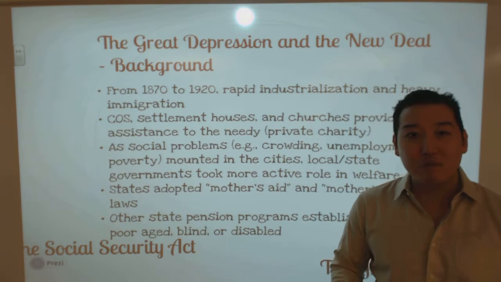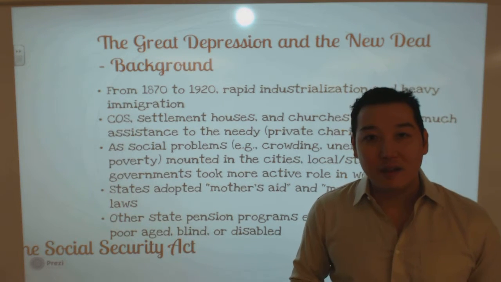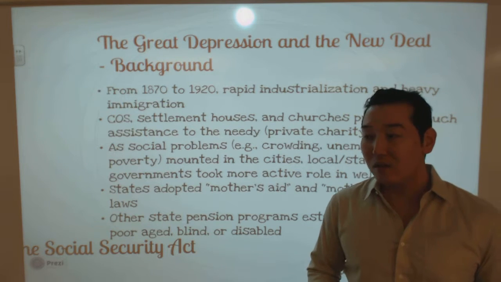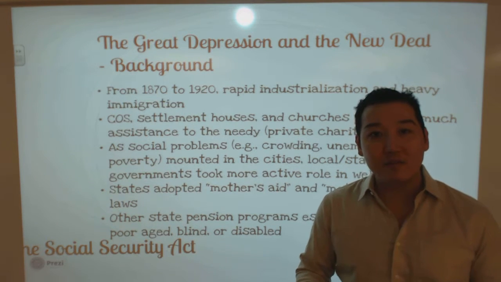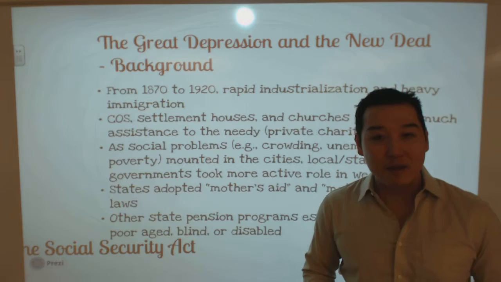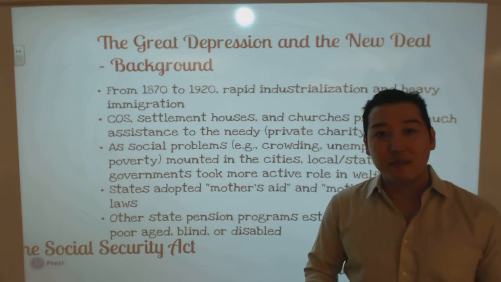And so the government response to these societal ills also has to become more sophisticated. And so government has taken a more active approach, at least at the state level during this time, in terms of addressing these social ills.